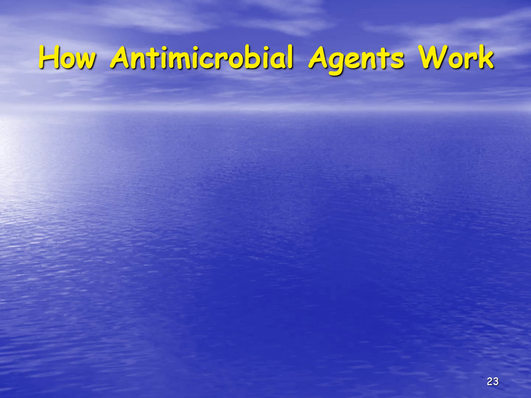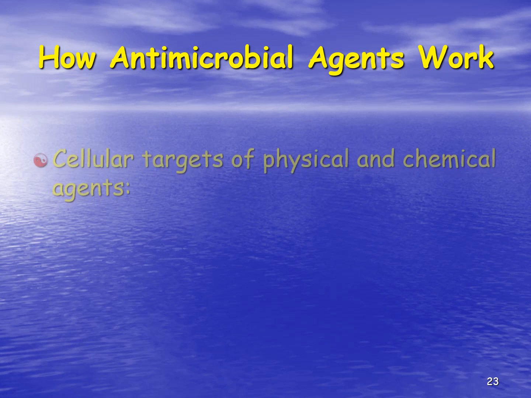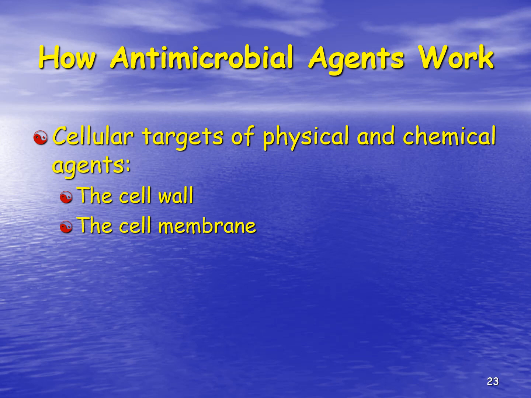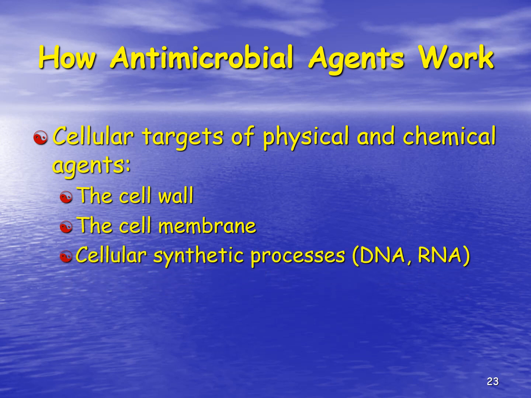So exactly how do antimicrobials work? This is a very important thing. There are actually 4 cellular targets of physical and chemical agents. They can target the cell wall, they can target the cell membrane, they can target cellular synthetic processes, and this includes both DNA replication and protein synthesis, or they can target proteins. And what I'm talking here basically is they target specific enzymes and stop the enzymatic metabolism within the cell.